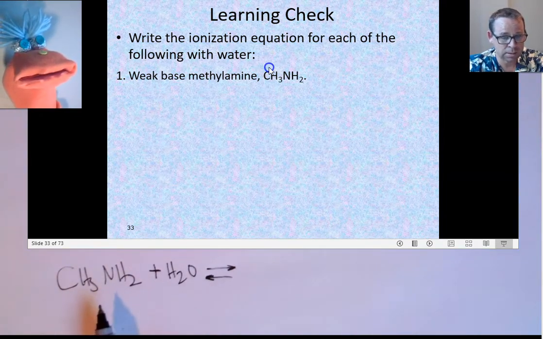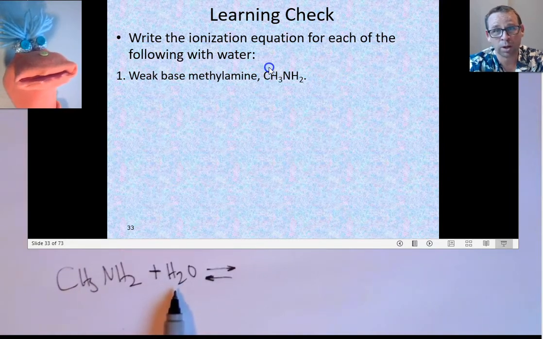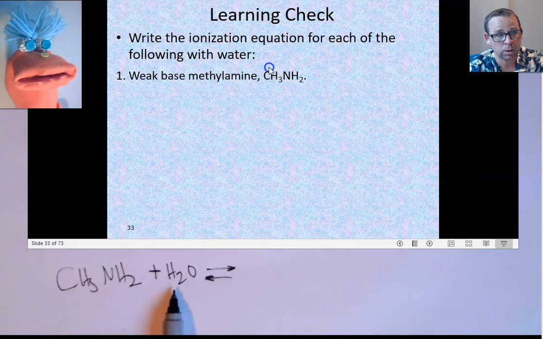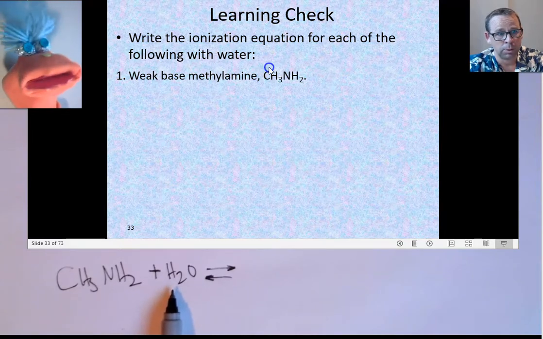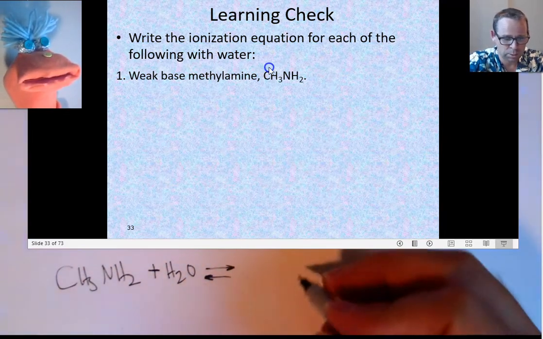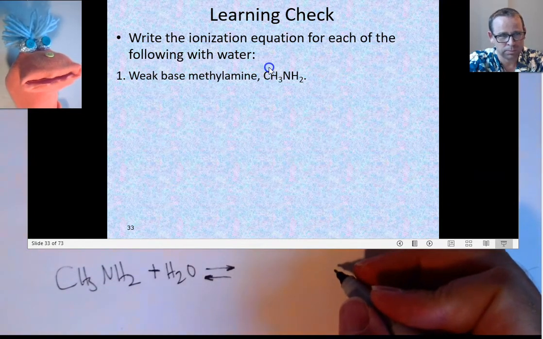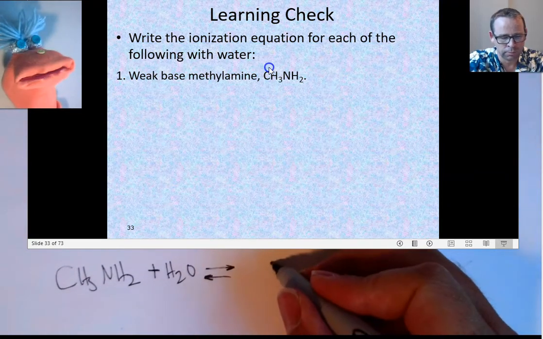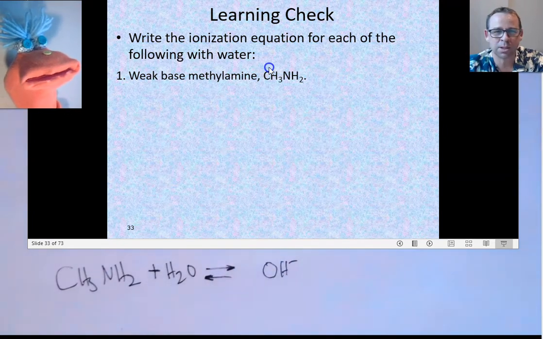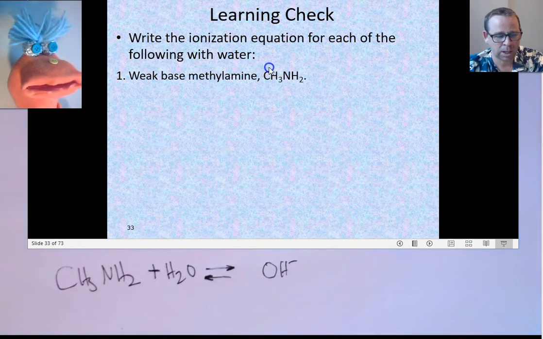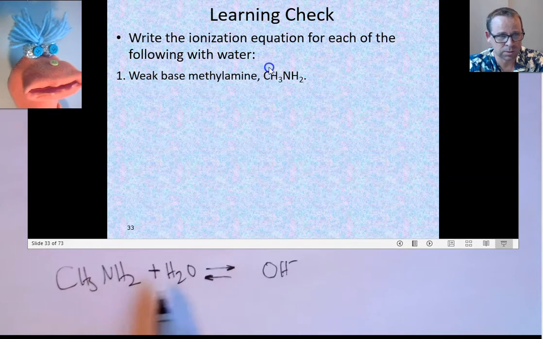Okay, so now back to this. How does this CH3NH2 react with water? What does it do when it reacts with water? I can't remember. Well, we know it's a base, so what does that mean one of the products is? The hydroxide ion. Very good. Because it's a base, we know that the hydroxide ion is going to be there.